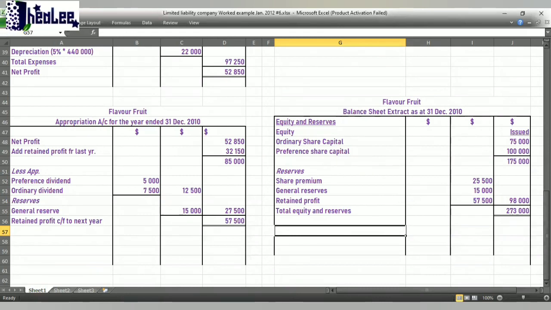Okay, so that is it for this lesson. I'll see you in another lesson where we look at preparing a balance sheet for a limited liability company.